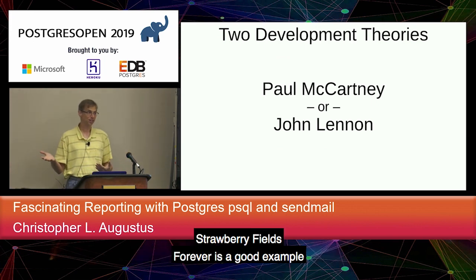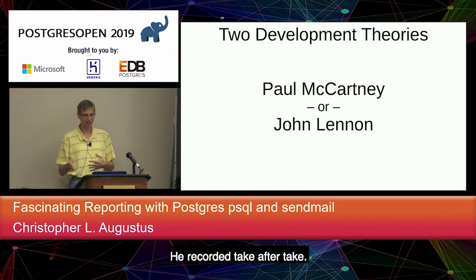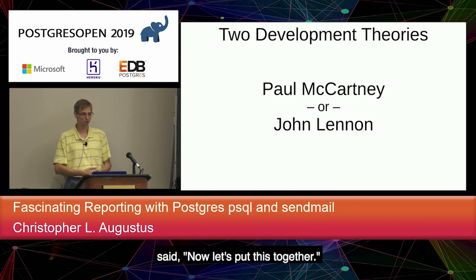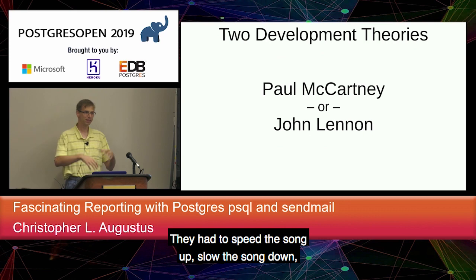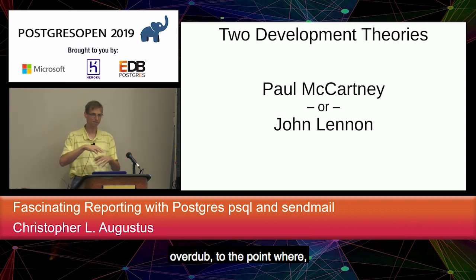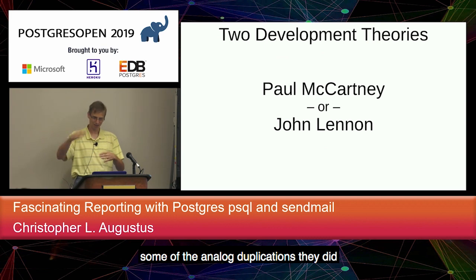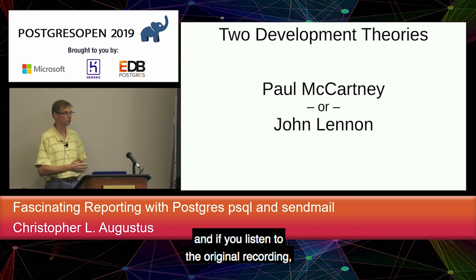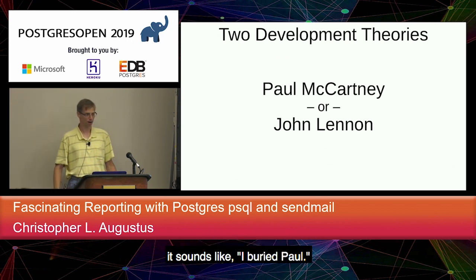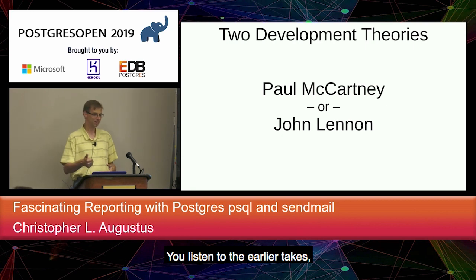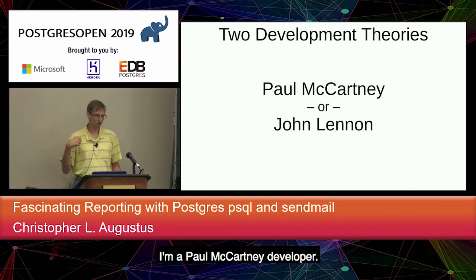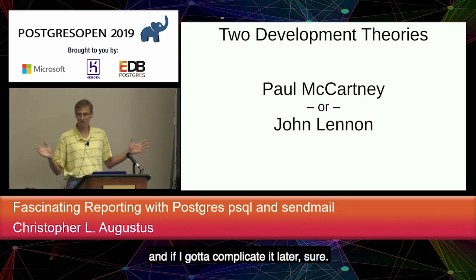Strawberry Fields Forever is a good example of one of his songs. He recorded take after take. He had the Beatles do different things over and over. Then he sat down with George Martin and said, now let's put this together. They had to speed the song up, slow it down, and overdub, to the point where some of the analog duplications got to the end of the song, where John Lennon says something that, on the original recording, sounds like, I buried Paul. You listen to the earlier takes and you can hear him clearly say, cranberry sauce. So, I'm a Paul McCartney developer. I like to start simple, and if it gets complicated later, sure.